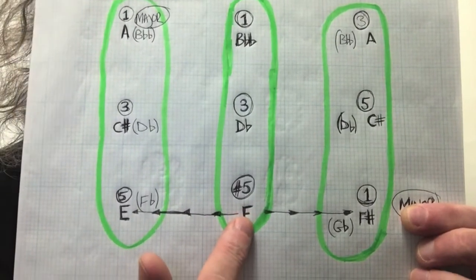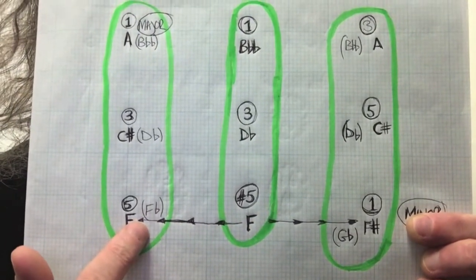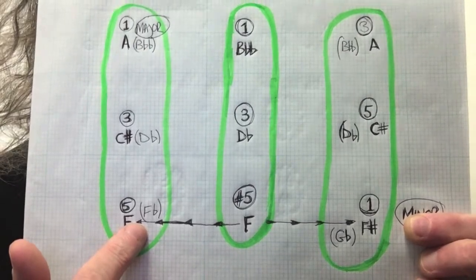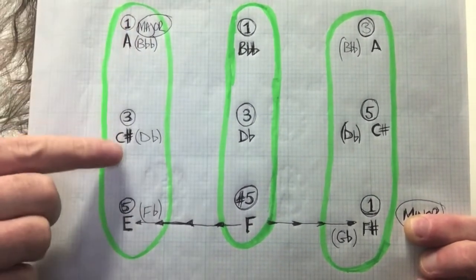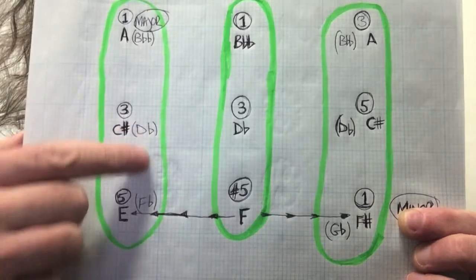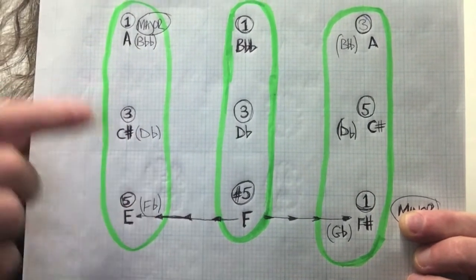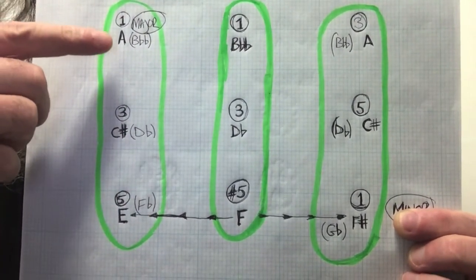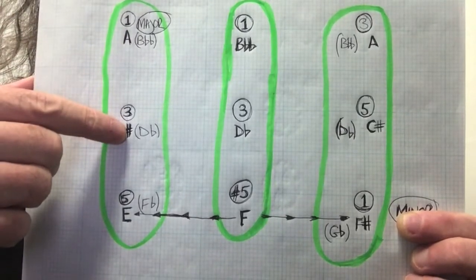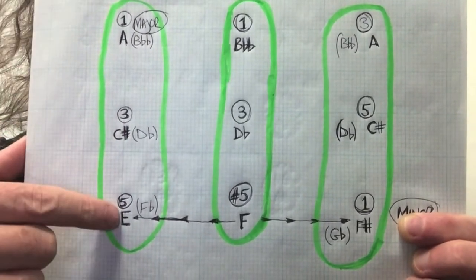Lastly, with the F, when we lower F to F flat, this is where we get our B double flat major. B double flat being the root, D flat being the 3rd, and F flat being the 5th. I've also put the enharmonic notes in there: A, C sharp is the 3rd, and E is the 5th, so that's A major.